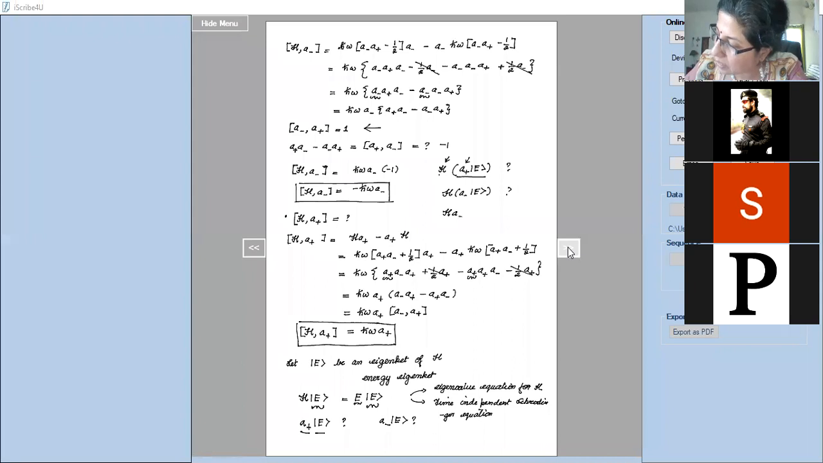So next class what we will do is we will start off with trying to figure out what is this HA plus E and what is this HA minus E. We'll try to figure these two things. Okay, so this is our agenda for the next class.